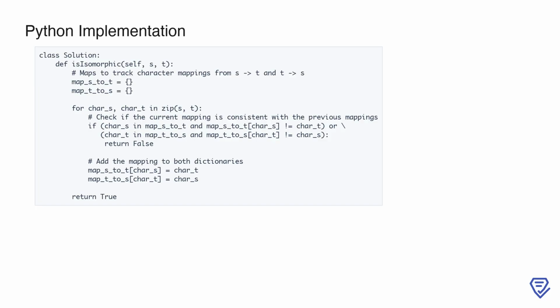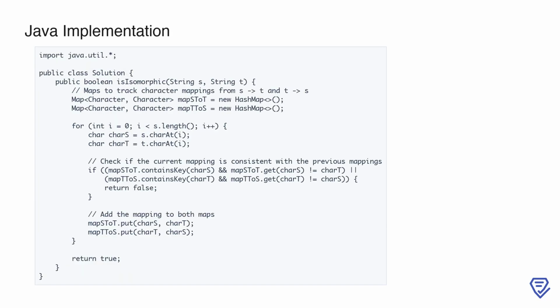This approach ensures that the solution runs in O(n) time, where n is the length of the strings, as we only perform a single pass through the strings and dictionary operations are O(1) on average. The use of two dictionaries ensures that the mapping is consistent in both directions, avoiding conflicts and guaranteeing correctness. This is the Java implementation of the isomorphic strings problem, number 205 on LeetCode.